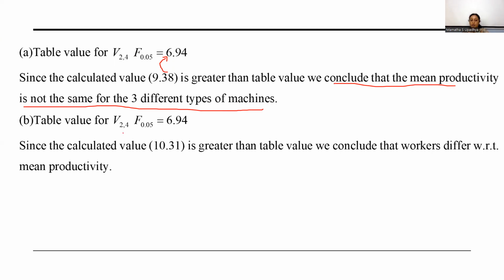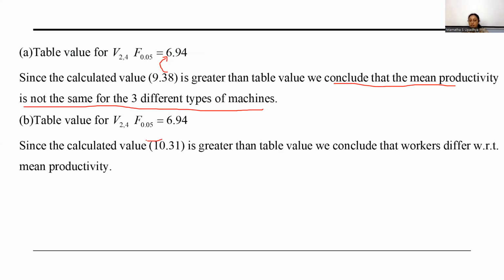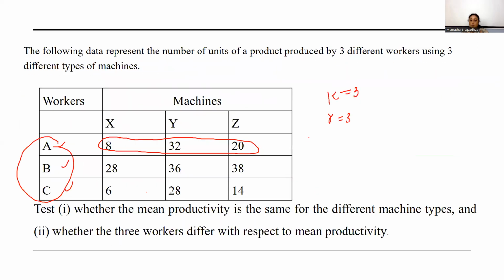Similarly, for the degrees of freedom 2 and 4, we got the table value as 6.94. With respect to between workers, we saw the calculated value as 10.31, right? So 10.31, this is the calculated F test value, and this is greater than 6.94. Therefore, we can say that the null hypothesis is rejected. That means we can conclude that workers differ with respect to the mean productivity. That means mean productivity among the workers is not the same. Here we have taken the workers as A, B, C, and we see that the mean productivity among the workers is not the same. It differs.